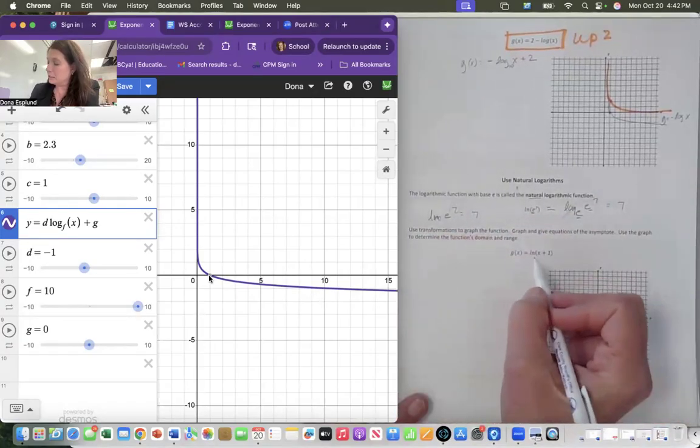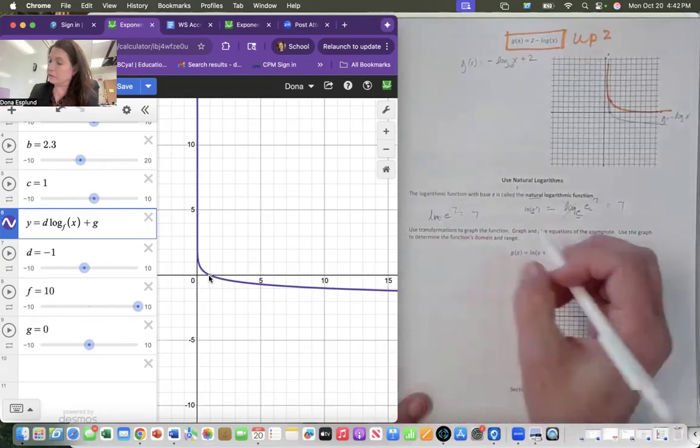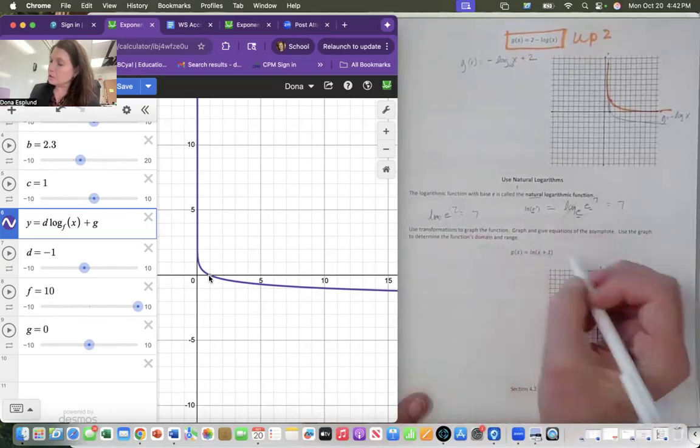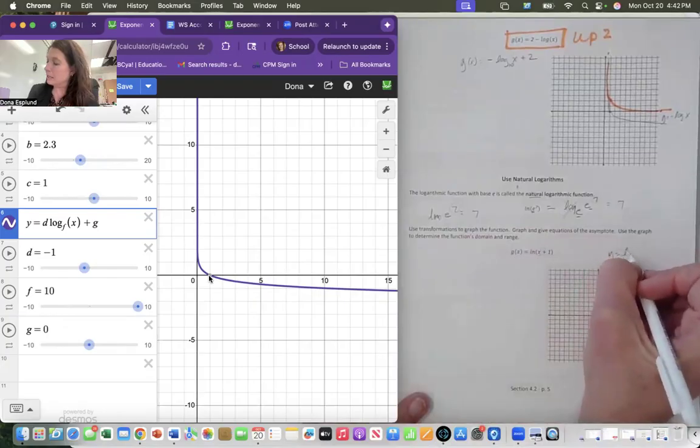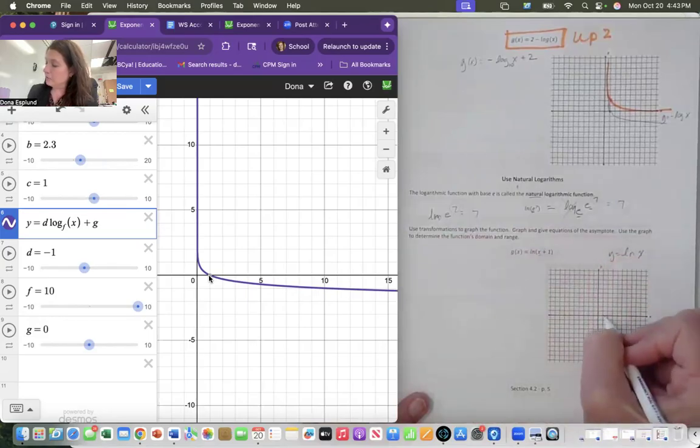When I have a function within a function, if I just look at my parent function, which is y equals the ln of x, I know it has that same shape where I have 1 comma 0. Then when x is equal to about 2.7, because that's the value of e, the value of y is going to be 1. So it's going to resemble this.